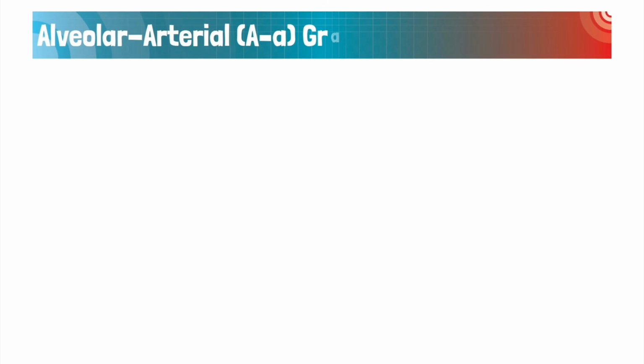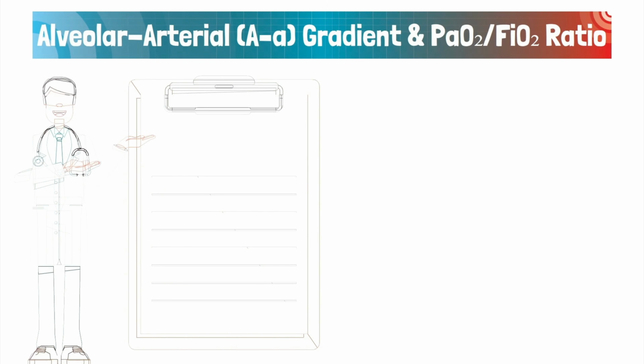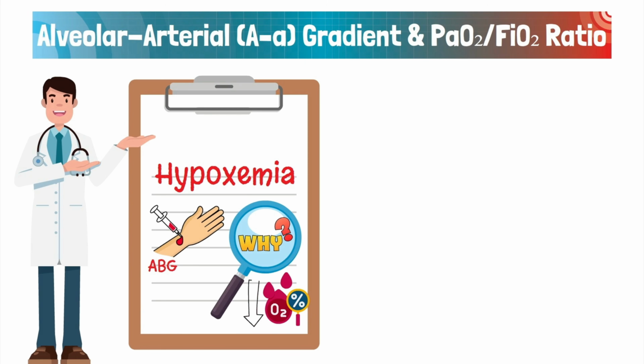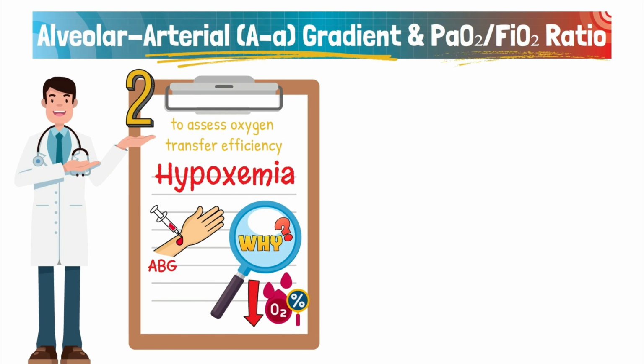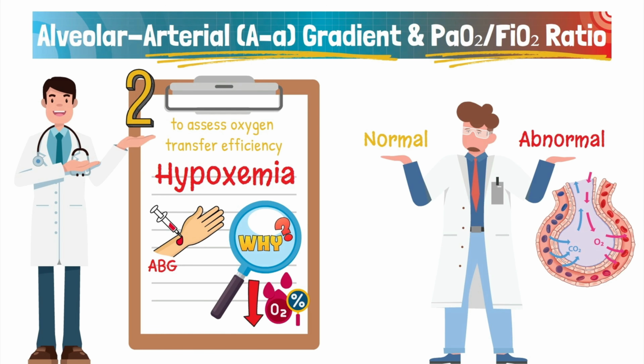Alveolar-arterial gradient, and PaO₂ to FiO₂ ratio. When you identify hypoxemia on an ABG, your next step is figuring out why the oxygen level is low. Two helpful tools to assess oxygen transfer efficiency are the AA gradient and the PF ratio. These values help distinguish normal from abnormal gas exchange and can guide both diagnosis and treatment.